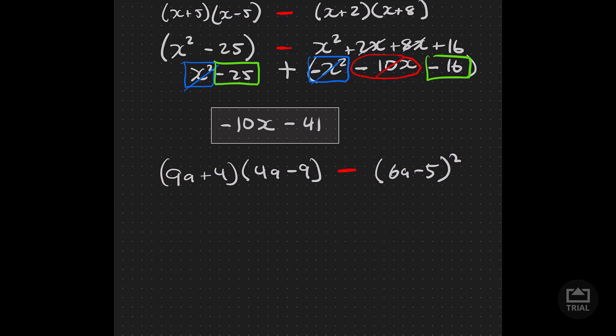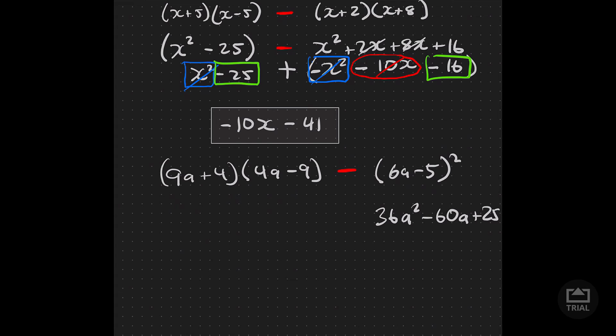So we're going to square the first term, so 6a squared becomes 36a squared. Then the middle term is calculated by multiplying these two together. So 6 times negative 5 is negative 30a, times 2 is going to be negative 60a. And finally, we square the last term. Negative 5 times negative 5 is a positive 25.